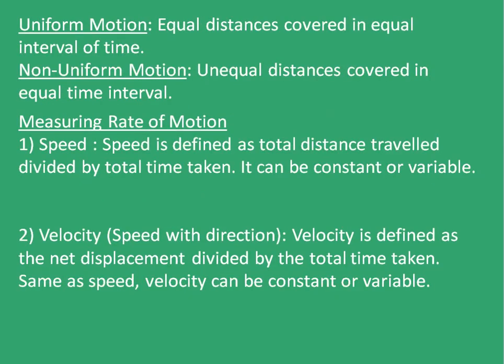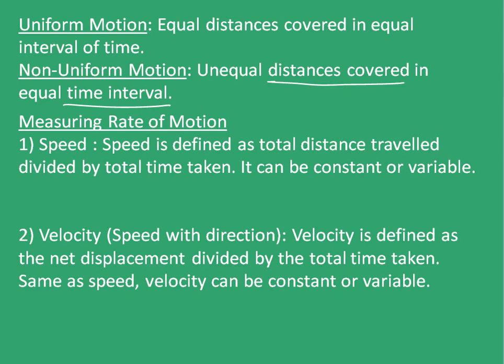Now, motion can be uniform motion or non-uniform motion. When equal distances are covered in equal intervals of time, it is defined as uniform motion. Similarly, non-uniform motion is defined as unequal distances covered in equal intervals of time.